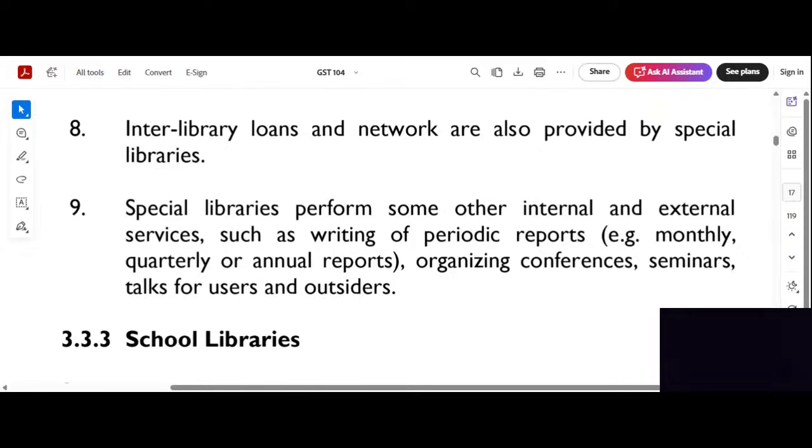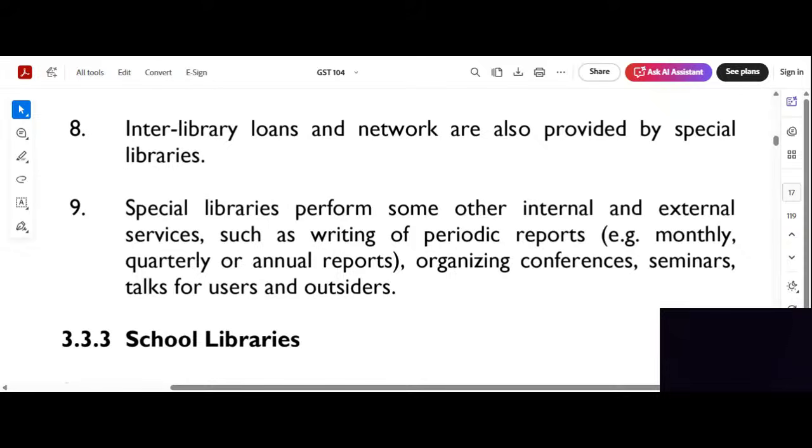So the last one is that special libraries perform some other internal and external services, such as writing of periodic reports, e.g. monthly, quarterly or annual reports. They also organize conferences, seminars, and talks for users and outsiders. Those are means by which they try to sustain themselves.